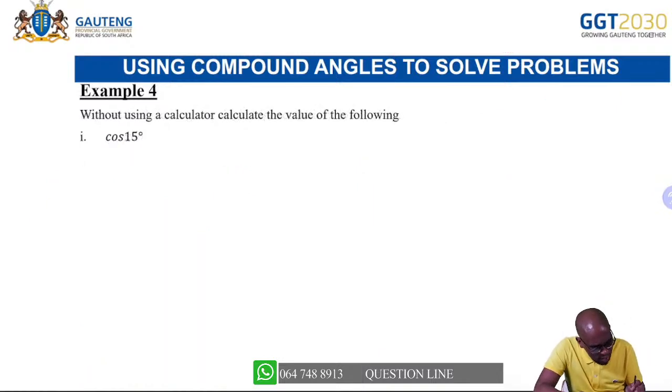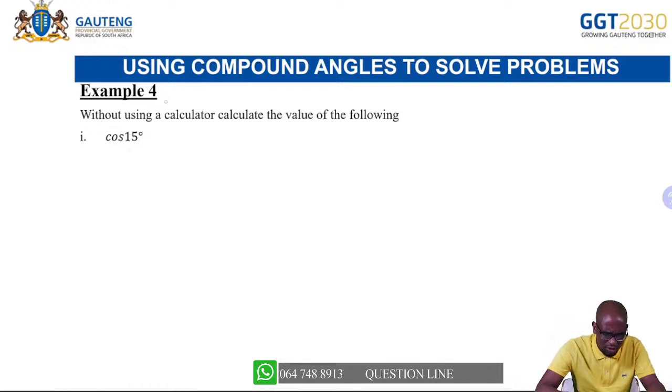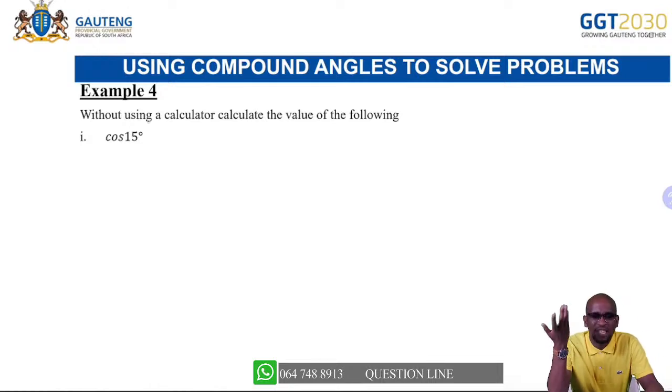Now let's look at this one. We are still making use of the compound angles to solve without the use of a calculator. You are now given the cosine of 15. And you know, if they say without the use of a calculator, then your answer should be given in fraction form and radical form, like that. You cannot write it as a decimal.